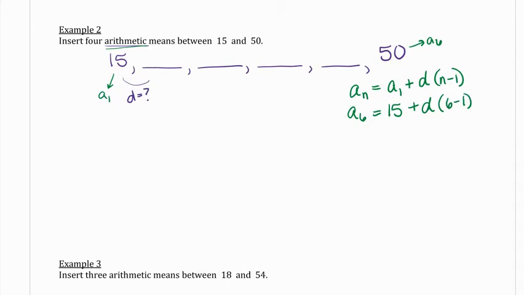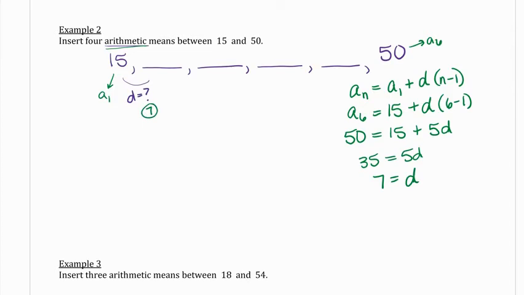Okay, so then let's actually plug in the 6th term. We said the 6th term is 50. And then 15 plus 6 minus 1 is 5. That would be 5d, right? Okay, then we're going to subtract 15 from each side. So that would be 35 equals 5d. And then divide both sides by 5, we get d equals 7. So that means that our common difference up here is 7, right?